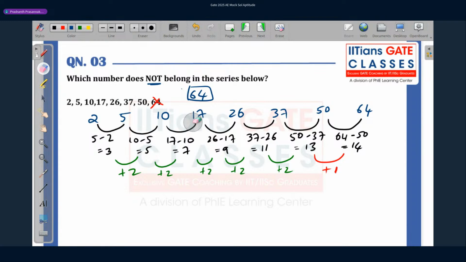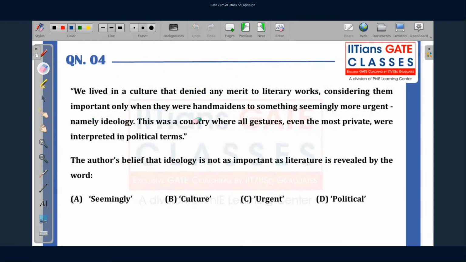Anyone has any doubts here? Shall I move to the next one? Take the next one. We lived in a culture that denied any merit to literary works, considering them important only when they were handmaidens to something seemingly more urgent, namely ideology. This was a country where all gestures, even the most private, were interpreted in political terms.